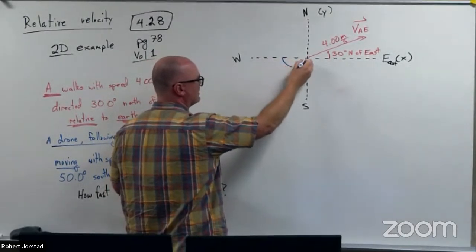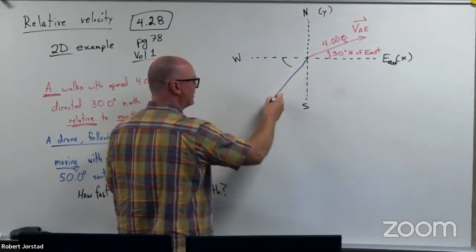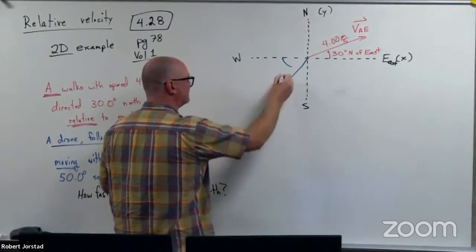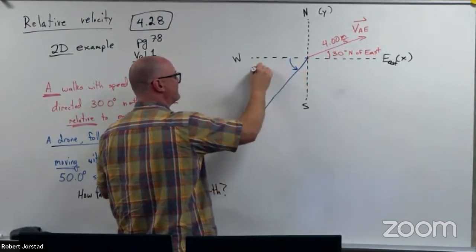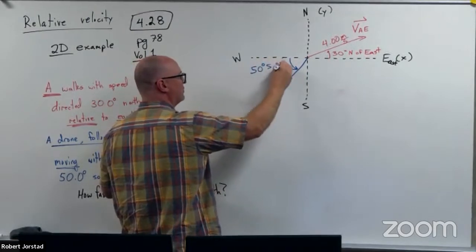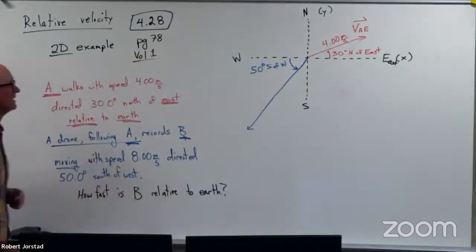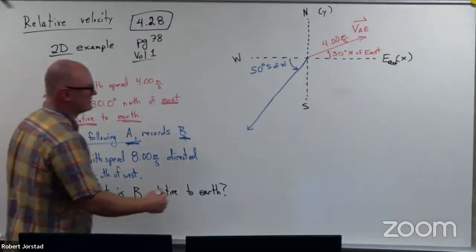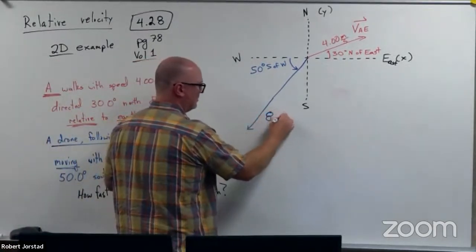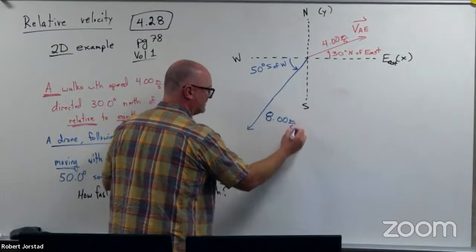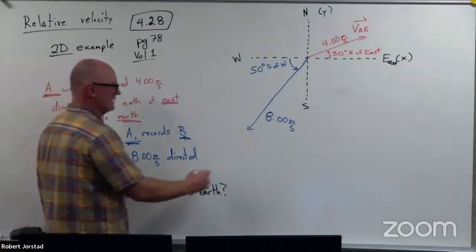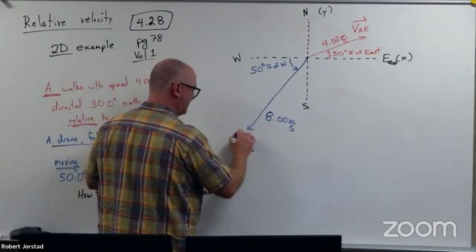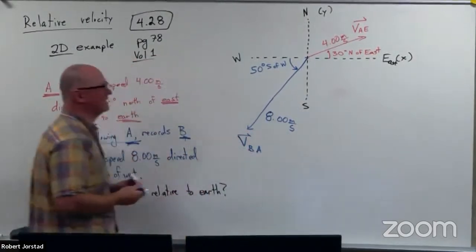Well, that's kind of bad, but whatever. That's 50 degrees south of west. It's a little bit longer. I tried to draw it twice as long. This is 8.00 meters per second. And this is the velocity of, we better label this. This is the velocity of B relative to A.